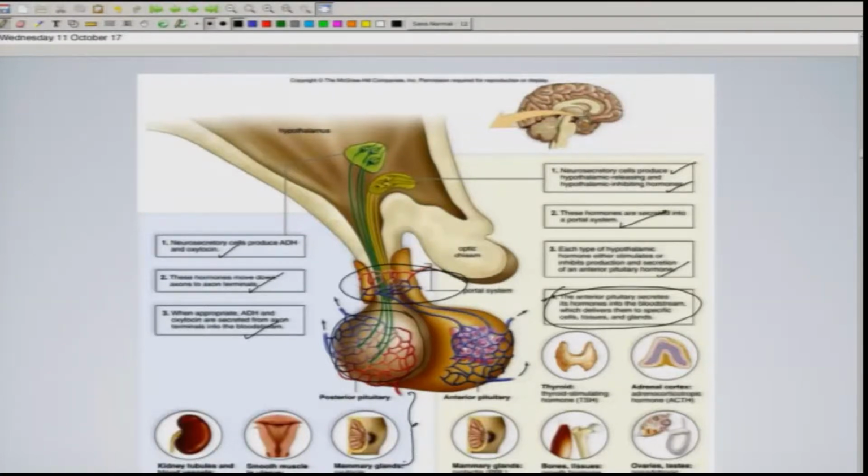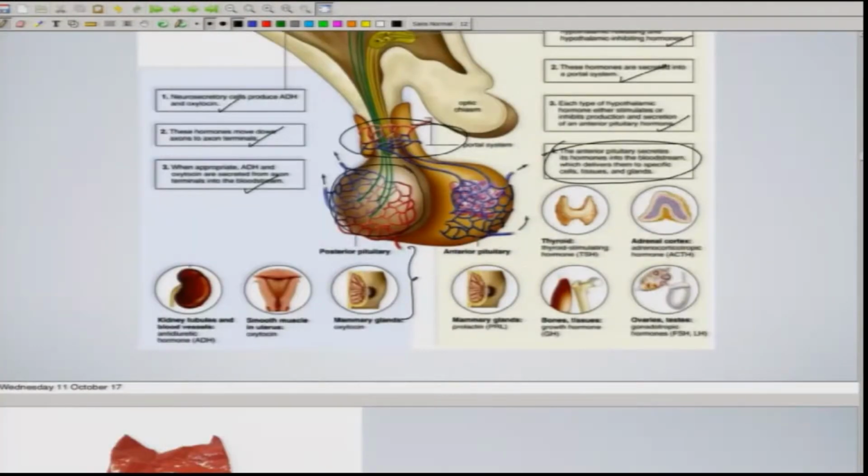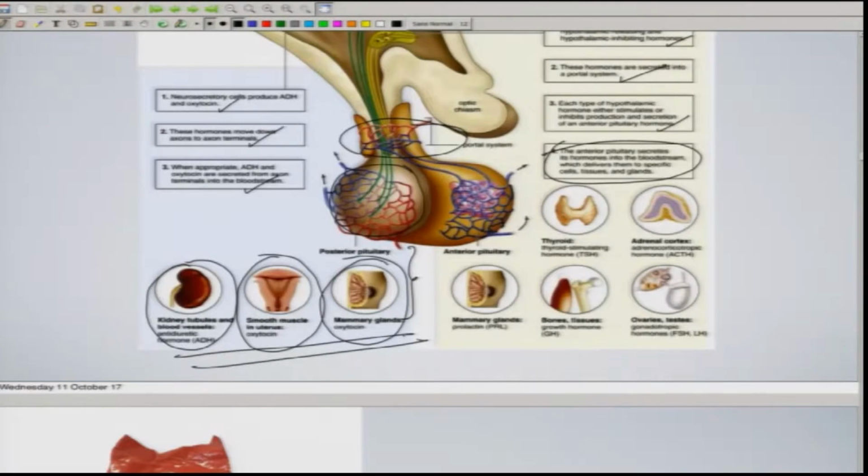If you look at the posterior pituitary, it increases ADH, antidiuretic hormone, secretion, smooth muscle contraction in the uterus through oxytocin, and mammary gland development by oxytocin. So, these are the three things where this is involved, whereas the anterior pituitary secretes prolactin, which acts on the mammary gland for the production of milk.